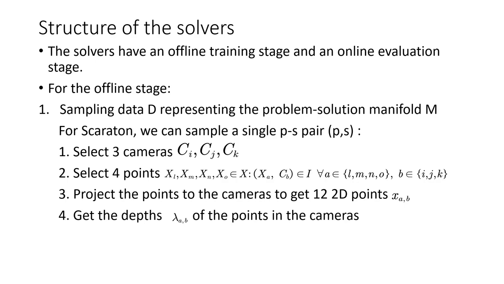Select three cameras Ci, Cj, Ck, and select four points Xl, Xm, Xn, Xo, where all of these X belong to X, described as X_a and X_b, and any a belongs to {l, m, n, o}, and b belongs to {i, j, k}. And project the points to the cameras to get 12 2D points x_a,b, and get the depth lambda of the points in the cameras.